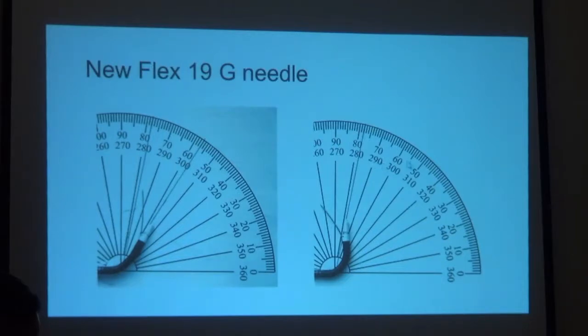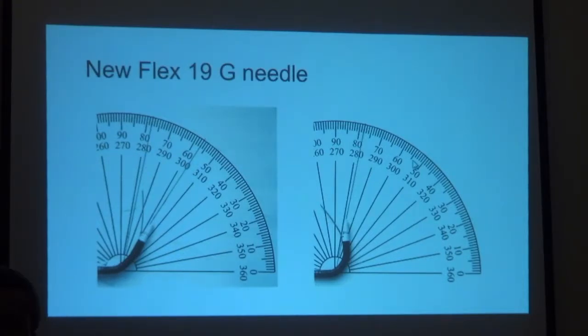So with this 19-gauge needle, what matters is the inside of the needle. So they were able to create a needle with a thinner wall, so the inside is bigger, but the needle is still the same size. It's still as big as the 22 needle, okay? And it's more flexible at the same time. So how does it perform?